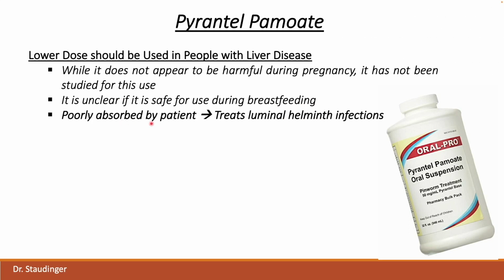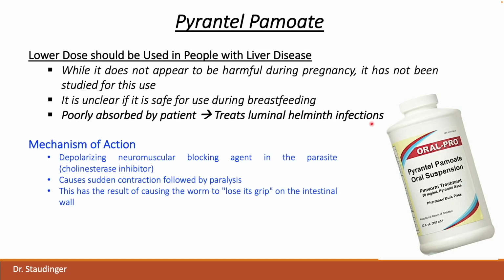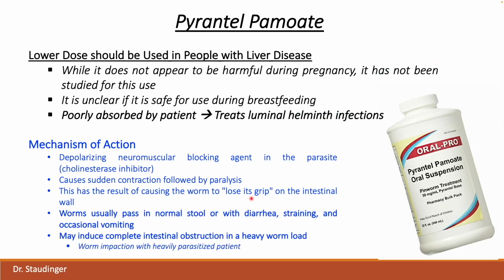This drug is poorly absorbed by the patient, again, so it treats luminal helminth infections because it lingers in the intestine. Its mechanism of action is that it's a depolarizing muscular blocking agent in the parasite. That is, it's a cholinesterase inhibitor. This causes sudden contraction followed by paralysis of the parasite. This causes the worm to lose its grip on the intestinal wall. Worms will usually pass in the normal stool or with diarrhea, straining, and occasionally vomiting. This drug can induce complete intestinal obstruction in your patients that have a very heavy worm load. Heavily parasitized patients can become impacted.